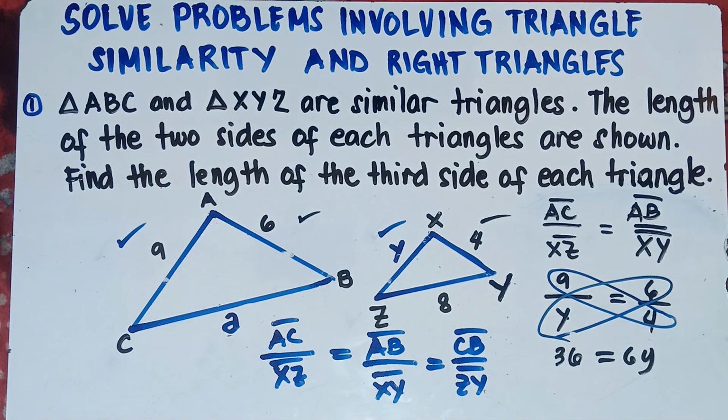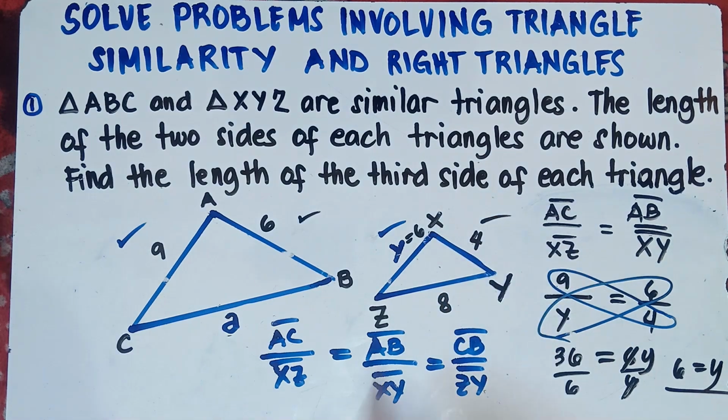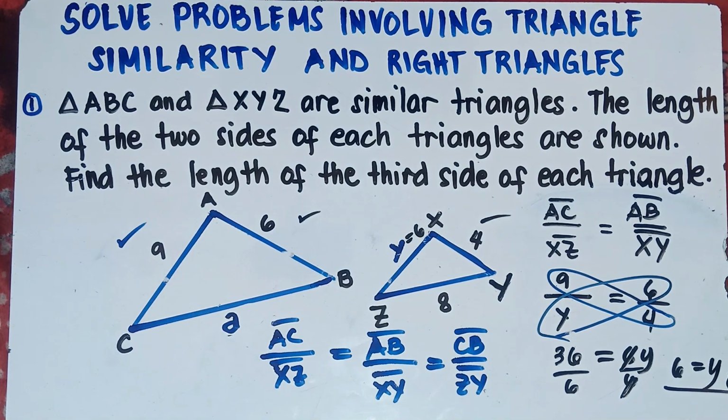And to get the value of Y, you divide both sides by 6. Divide by 6, cancel this out. 36 divided by 6 is 6, equals Y. So therefore, our Y is equal to 6. So once again class, you can pause the video. This will be the answer for Y, that is 6.